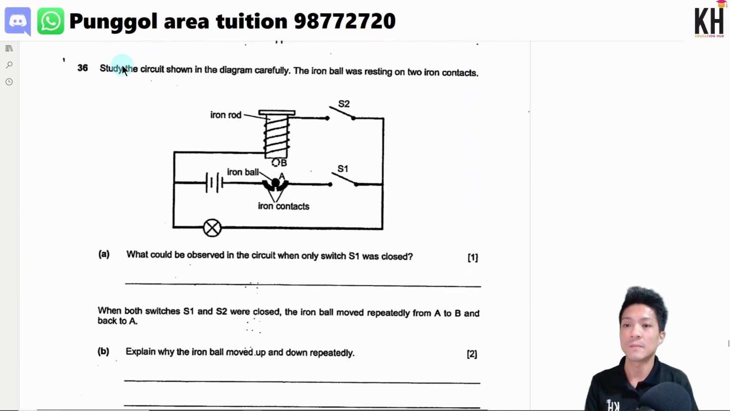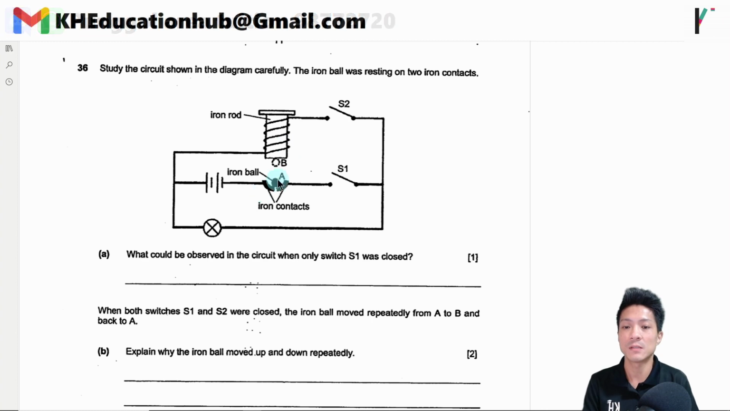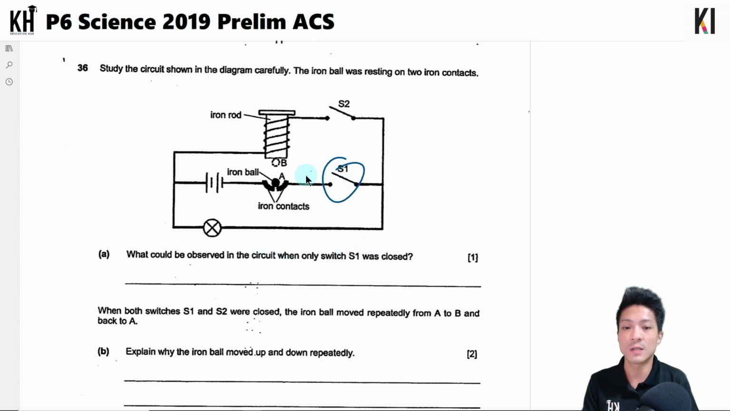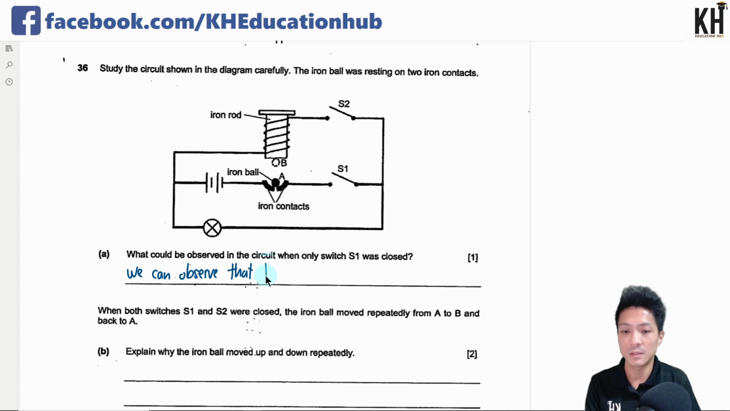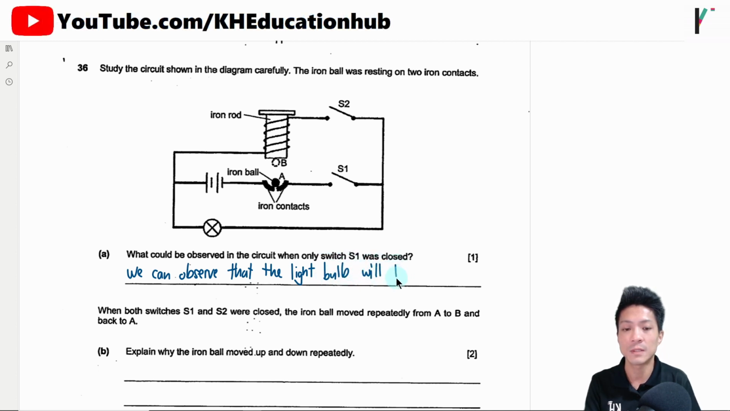Okay, question 36. Study the circuit shown in the diagram carefully. The iron ball was resting on two iron contacts. So the iron ball over here is resting on two iron contacts. What could be observed on the circuit when only switch S1 was closed? If switch S1 was closed, we can observe that the light bulb will light up.